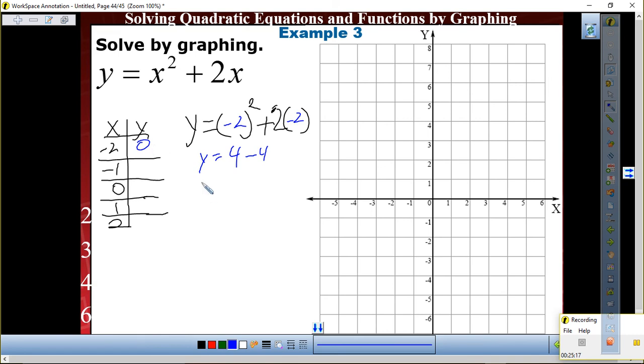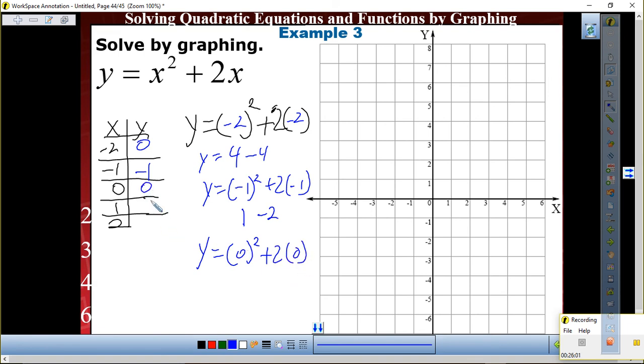Next one. Y equals parentheses negative 1 squared plus 2 times negative 1. Let's see. Nate, what is negative 1 squared? Positive 1. What is 2 times negative 1? And what is negative 2 plus 1? Negative 1. Next value, y equals 0 squared plus 2 times 0. Everyone? 0. Finish the other two. Plot your points.